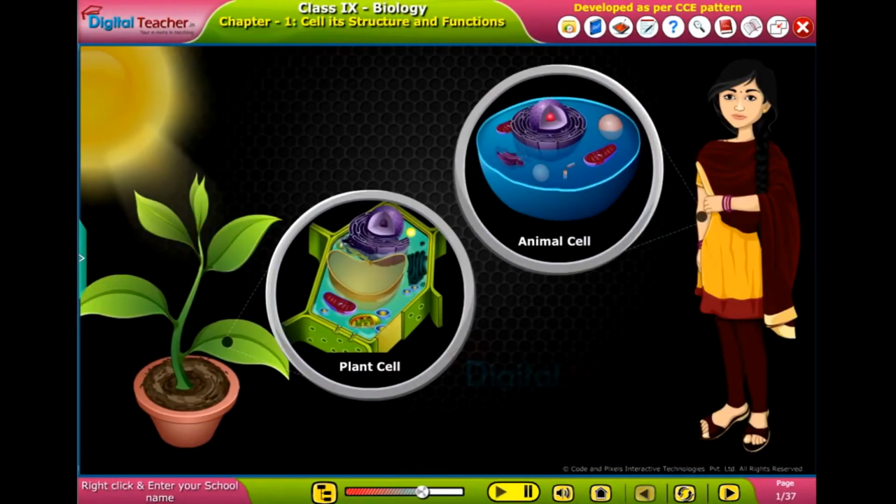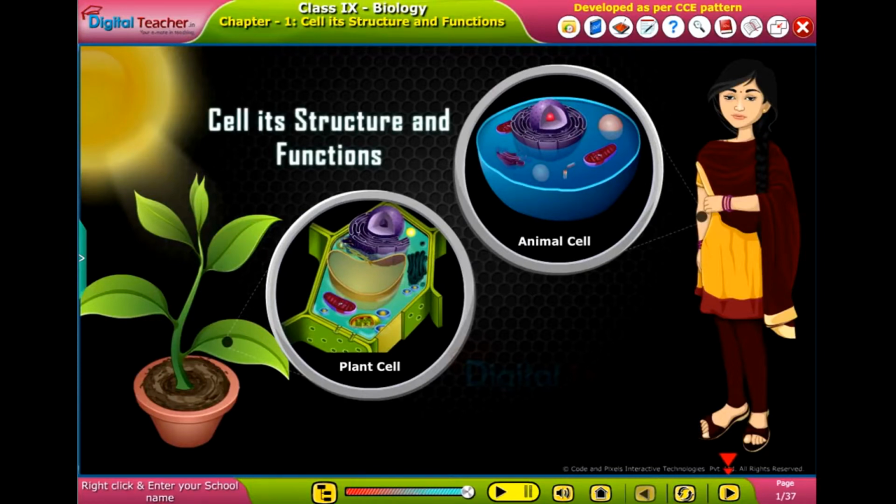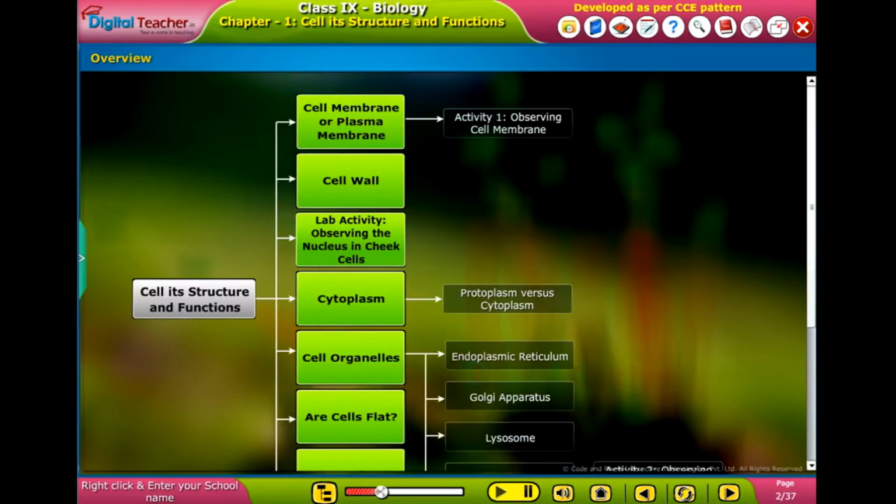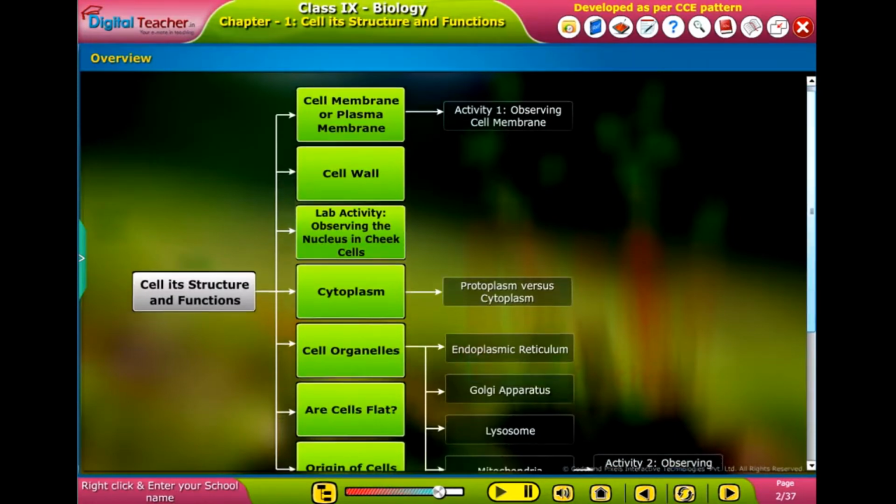Welcome to the chapter Cell, its Structure and Functions. This slide presents the overview of the chapter.